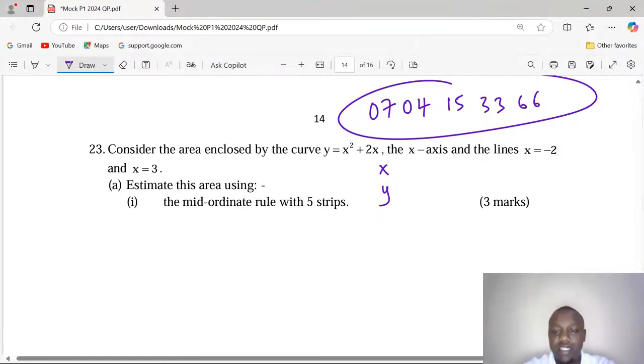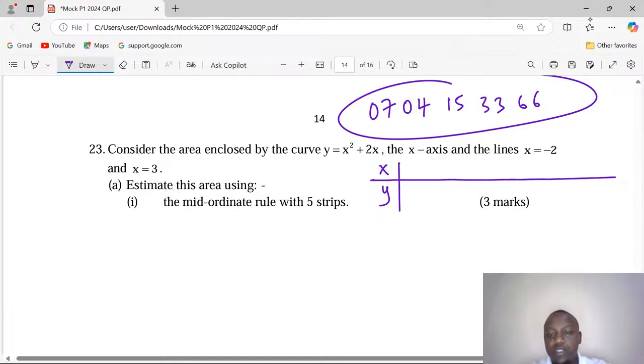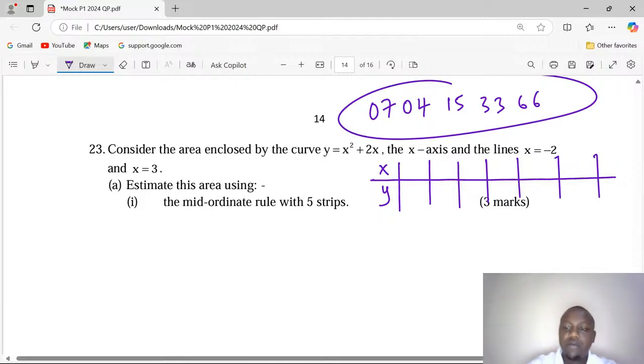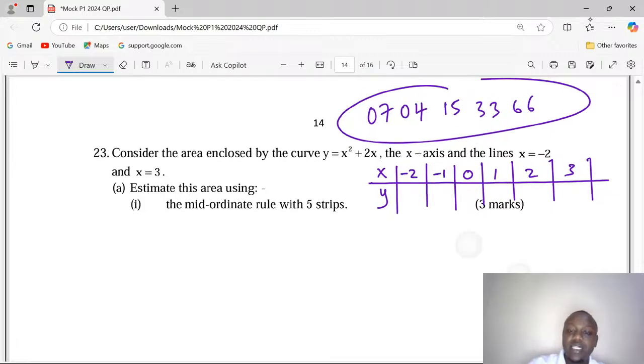The values of x and y between -2 and +3. 1, 2, 3, 4, 5. So now we are talking of -2, -1, 0, 1, 2, 3. When we substitute -2 in that particular equation, we will get 0.